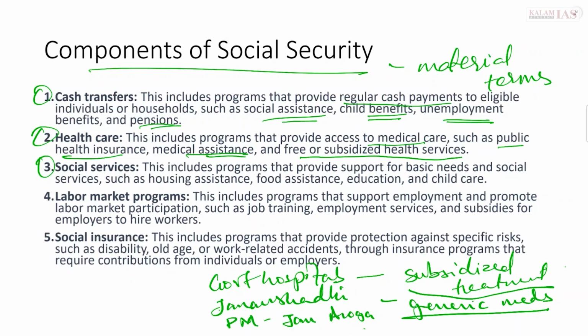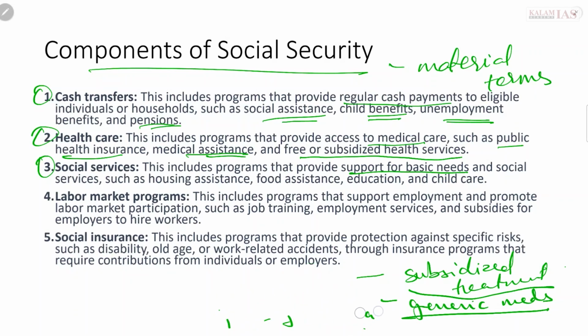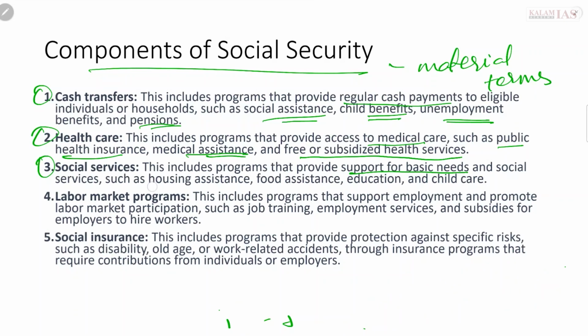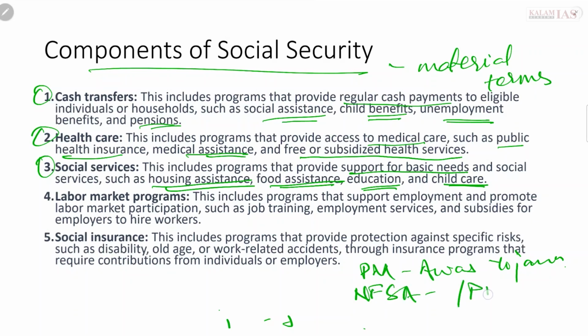Then we have social services. Social services include programs that provide support for basic needs and social services such as housing assistance, food assistance, education, child care, etc. So, PM Awas Yojana for housing, Swamitva scheme. Then there is the National Food Security Act or the PDS system for food security.